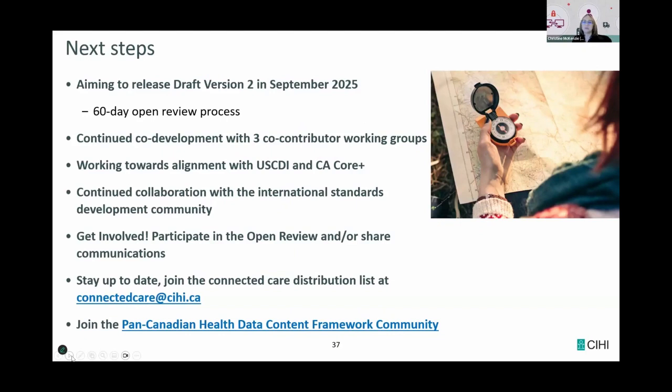We are going to continue the co-development process that we have with our 3 co-contributor working groups. This is invaluable. I cannot express how much value we get out of this. We are not necessarily all the experts within a product delivery team, but if you take everyone that's involved in this work and how they're rolling up their sleeves and sharing their expertise with us, we are building solid products to help with the adoption and advancement of interoperability and data standards within our healthcare system. We are working towards aligning with the US CDI and continuously working closely with our colleagues at Canada Health Infoway to align to the CA Core Plus. And we will continue to have collaboration with our international standards development community.